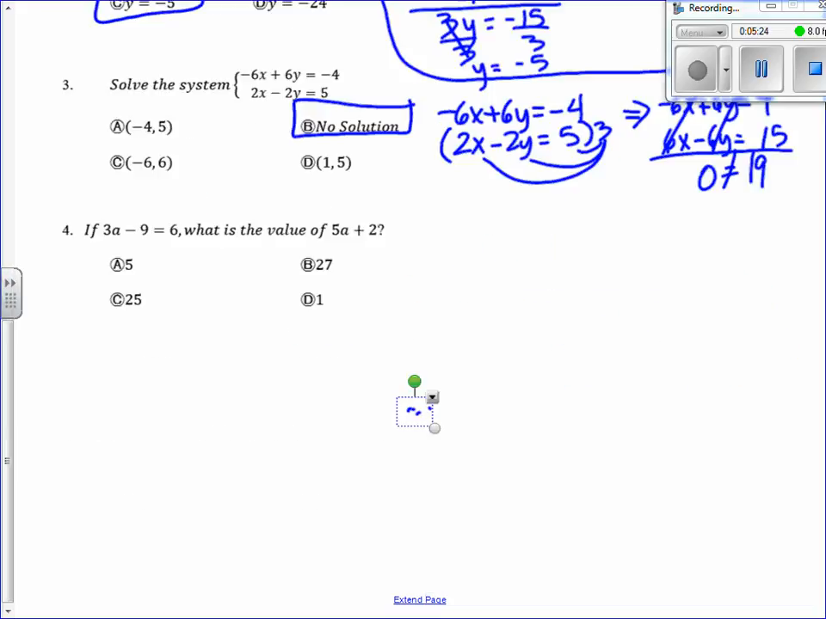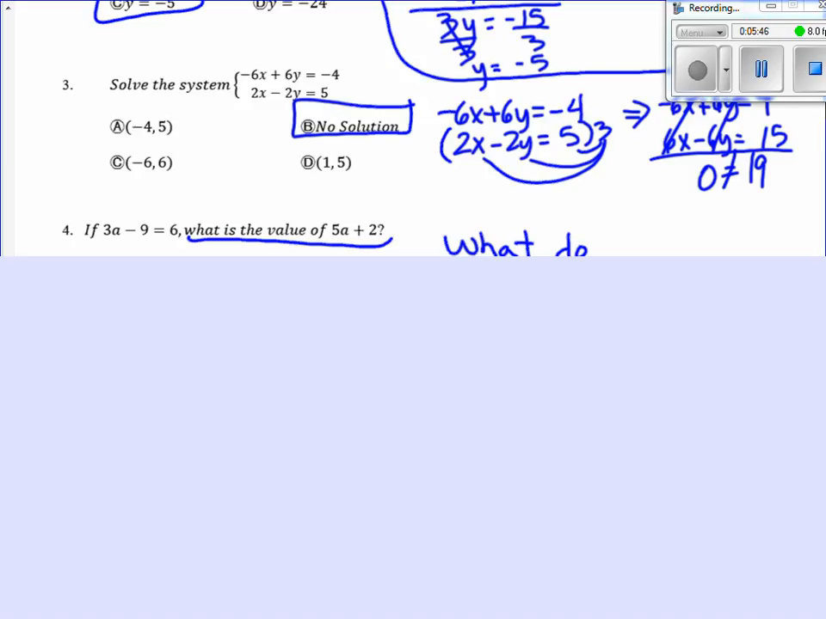So it says if 3a minus 9 equals 6, then what is the value of 5a plus 2? So we really want to know, what is 5a plus 2? Well, I don't know what that equals. I cannot figure out what that equals unless I know what a equals. So the question here is, what does a equal?